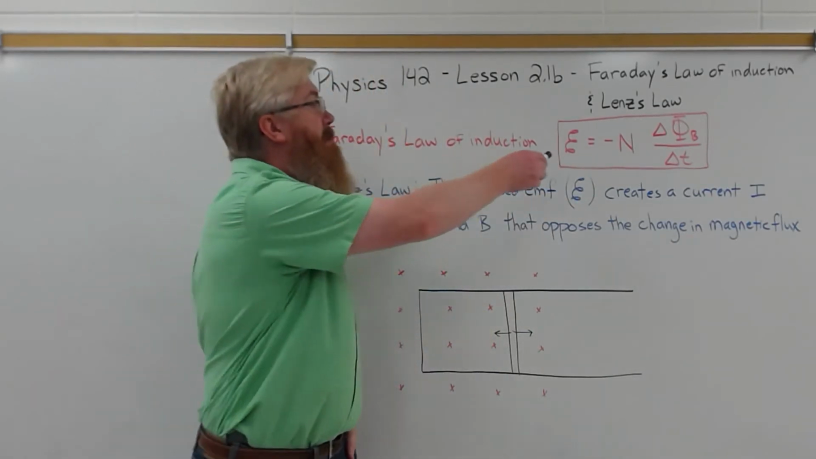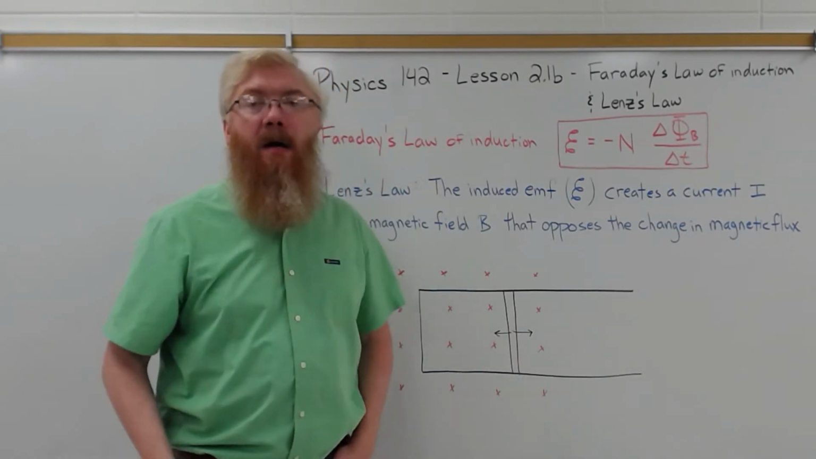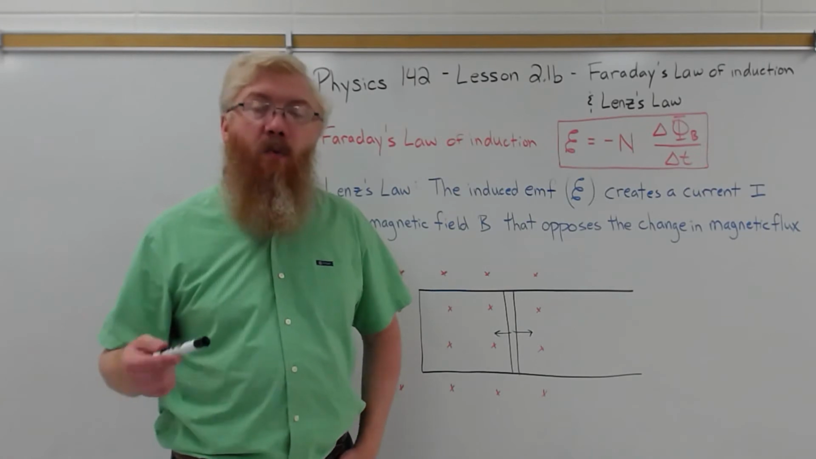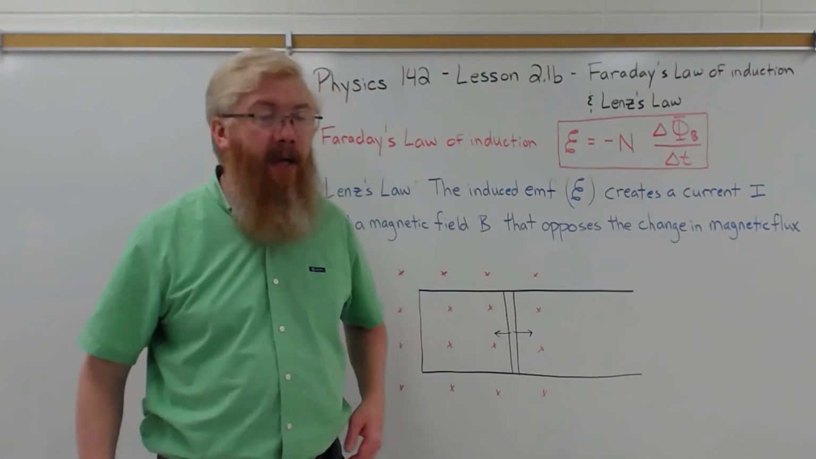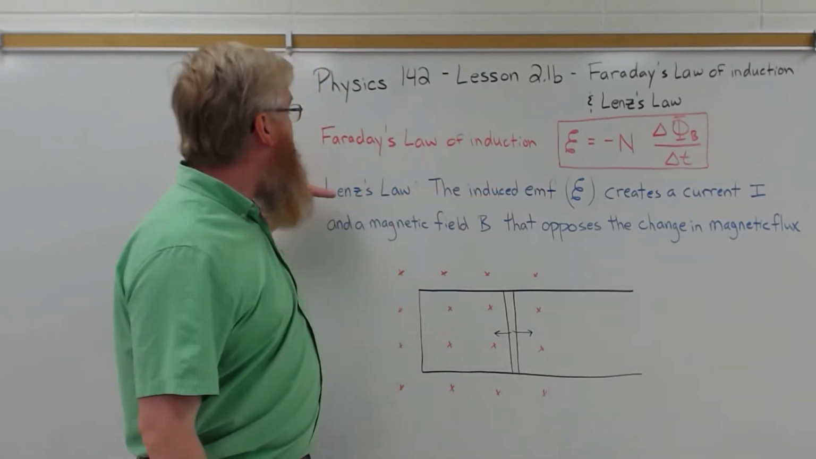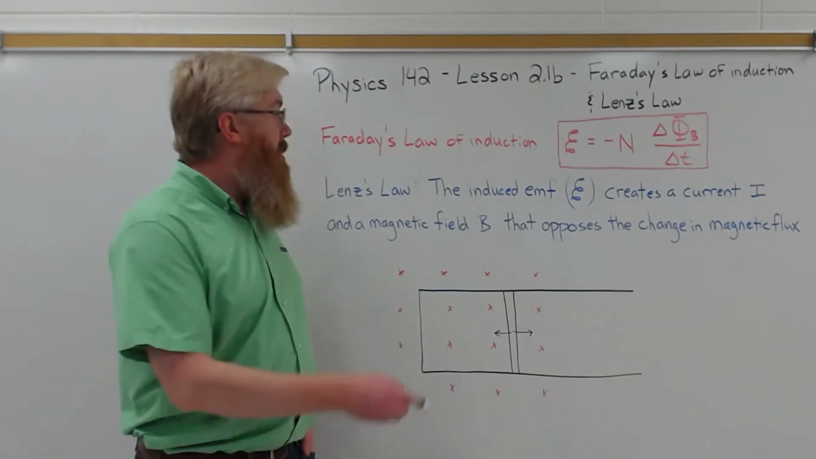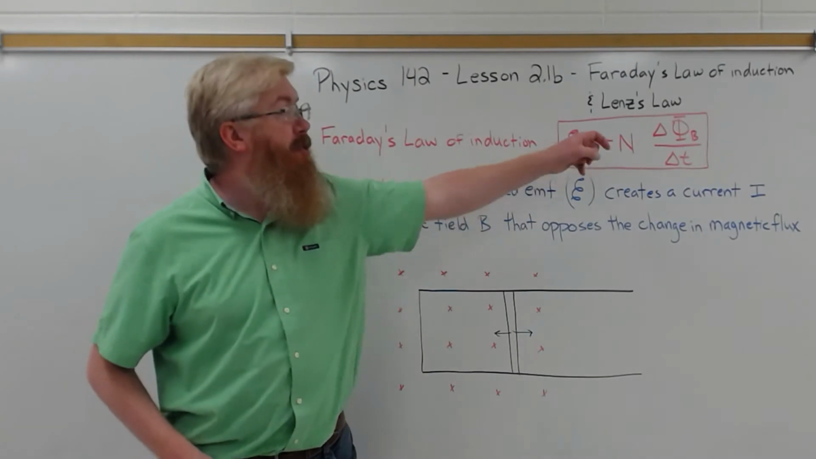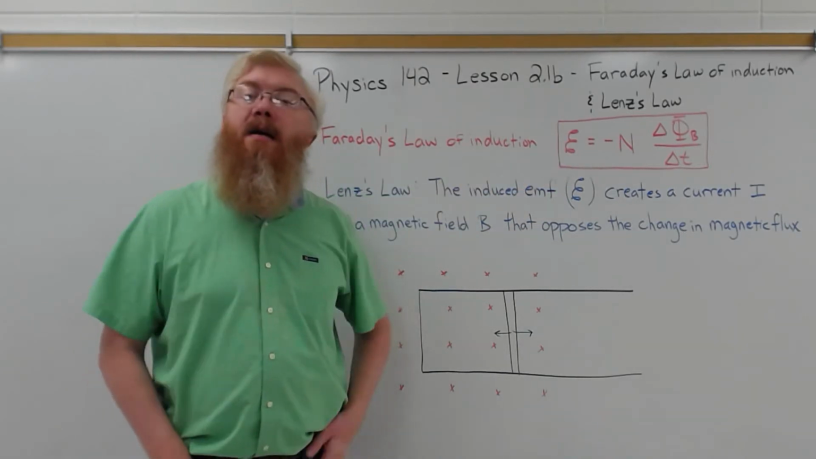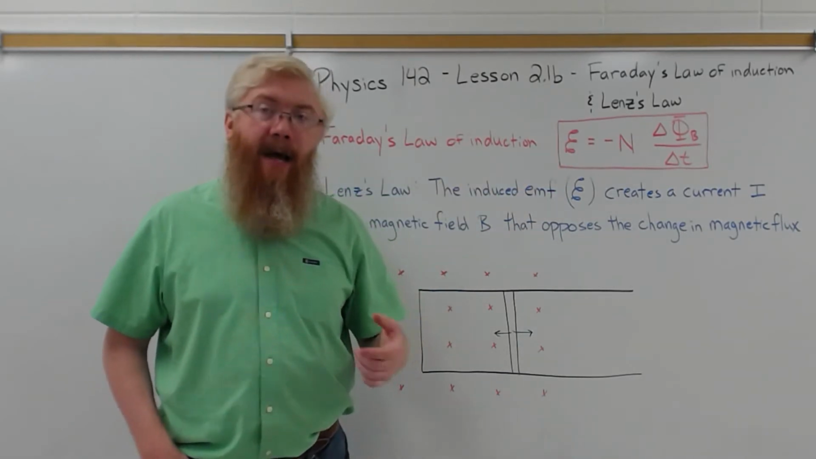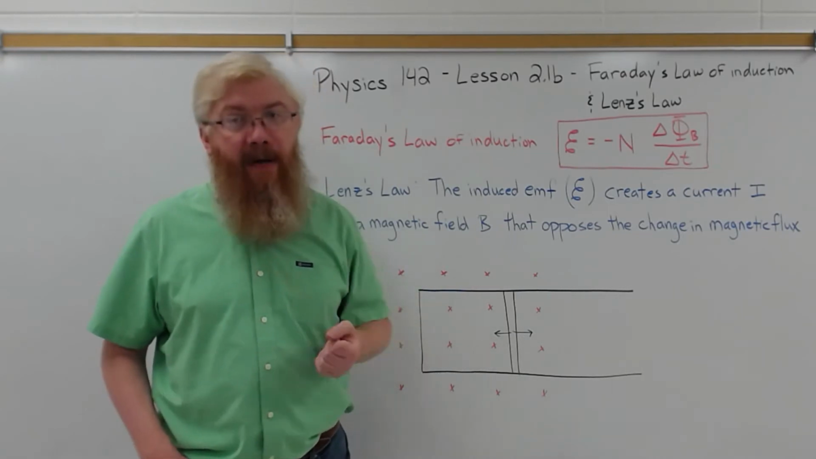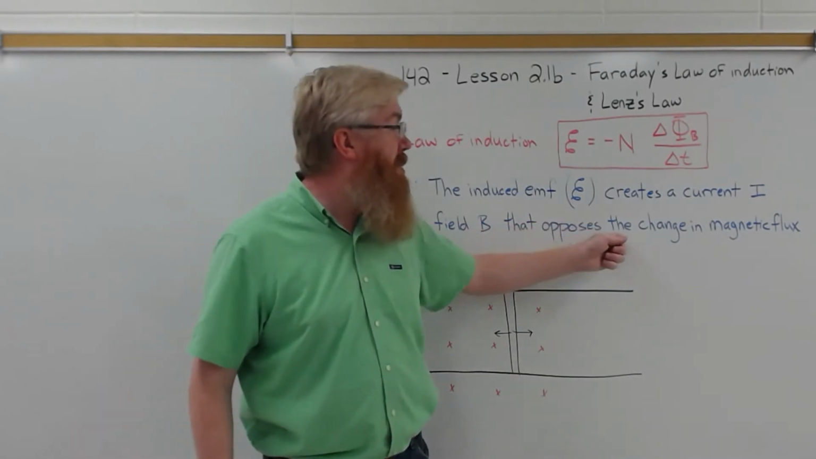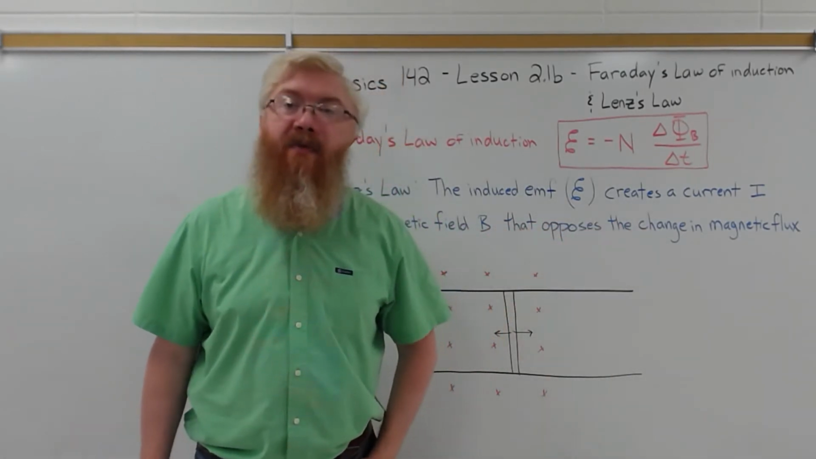Okay, so this tells us the magnitude of the EMF. What about the direction? For a loop of wire, what direction will the current want to go around in? Well, to do that, we introduce what's called Lenz's law. Lenz's law basically states that the induced EMF created by the changing magnetic flux induces a current and a magnetic field, because currents generate magnetic fields. So it generates a current and a magnetic field that opposes the change in magnetic flux.